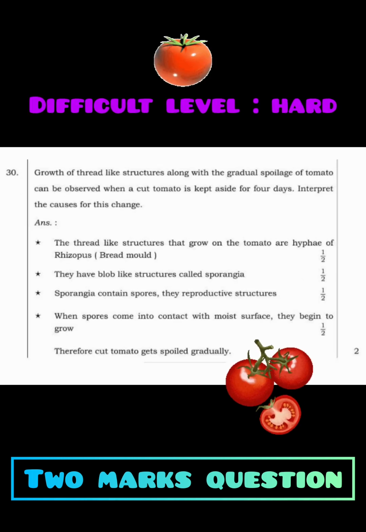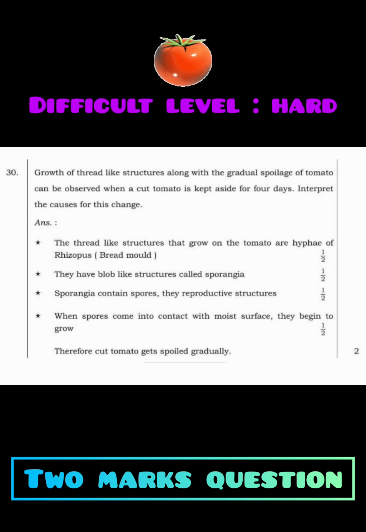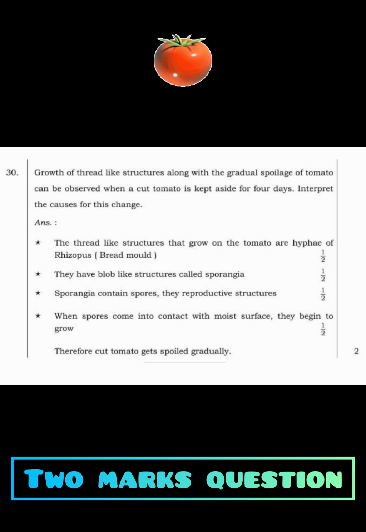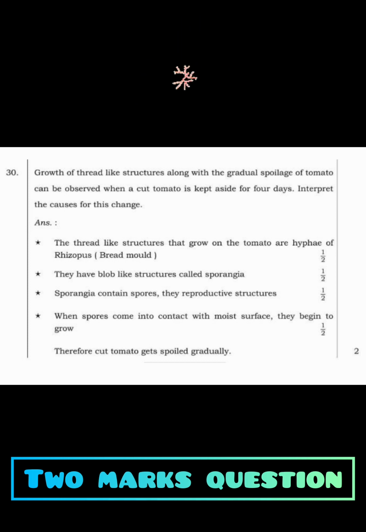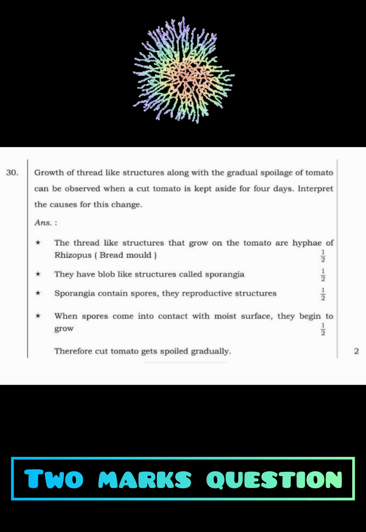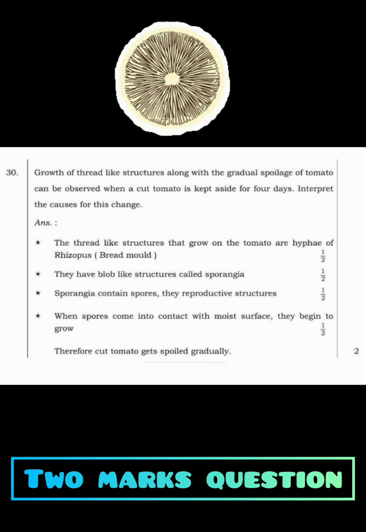Next question. Growth of thread-like structures along with the gradual spoilage of tomato can be observed when a cut tomato is kept aside for 4 days. Interpret the cause for this change. The answer: the thread-like structures that grow on the tomato are hyphae of Rhizopus, that is bread mold. This is for half marks. They bear blob-like structures called sporangia. This is for half marks. Sporangia contain spores, which are reproductive structures. Half marks. When spores come into contact with a moist surface, they begin to grow. This is for half marks. Therefore, the cut tomato gets spoiled gradually.